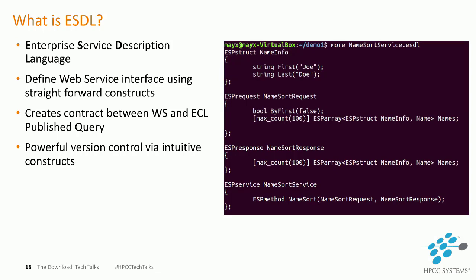So let's just quickly review some of the basic concepts. What is ESDL? It is Enterprise Service Description Language, which defines web service interfaces using straightforward constructs. On the right-hand side, you can see an example. It creates a contract between the web service and other components, such as ECL, published queries on Roxie. And it has features like powerful version control.